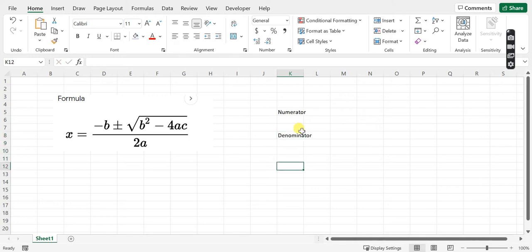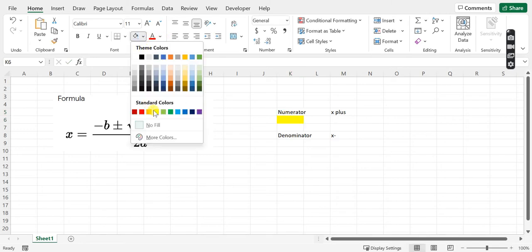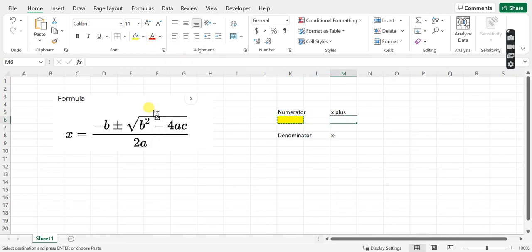And then we'll have our x values. So this will be x when we're doing the plus of the minus b, and this will be doing the x of the minus. And we'll make little colored cells there so we know which ones we're talking about.